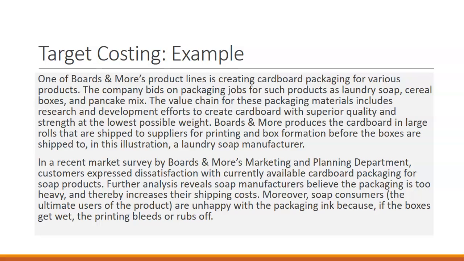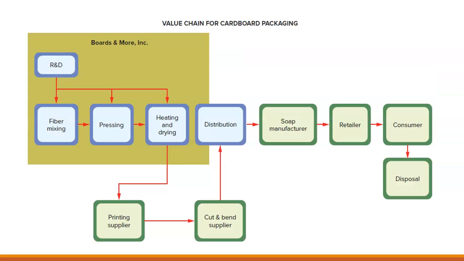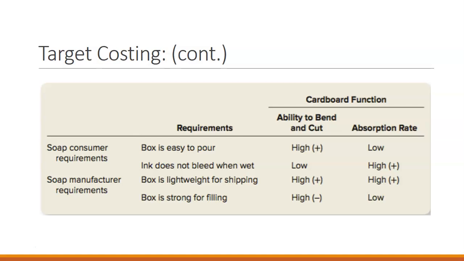So we know that cardboard boxes lose their integrity if they get wet, and soap packaging is very likely to get wet. So we have a value chain for this cardboard packaging. We have our research and development, the production process, then we send it out to our manufacturers to use it in their process where they use it for packaging. So what we're looking at is what is our ability to kind of change.